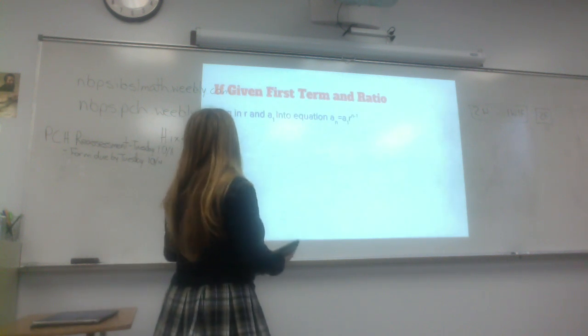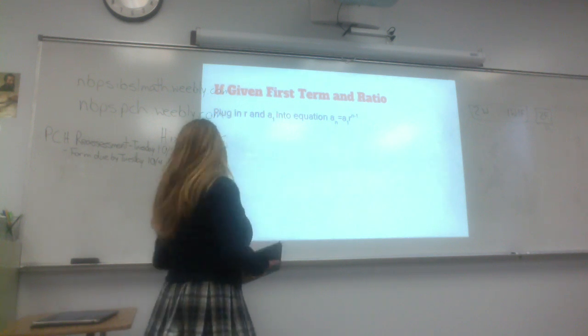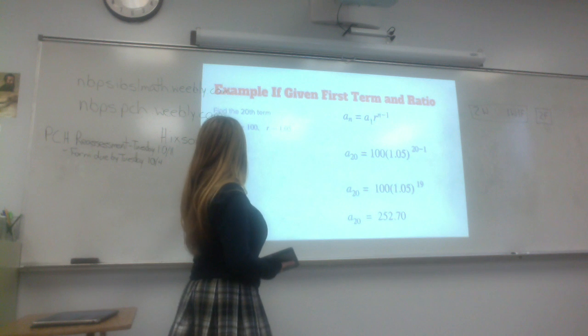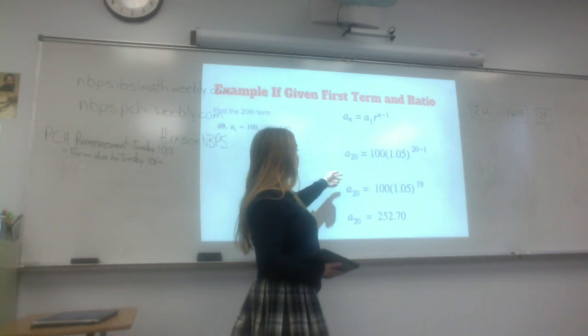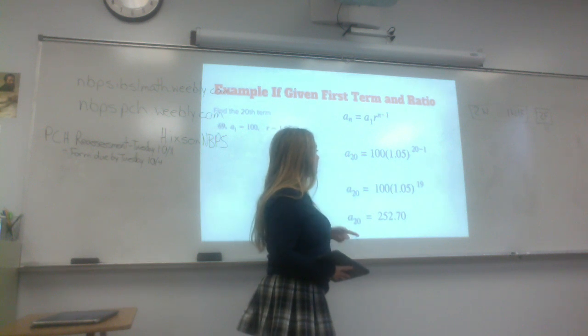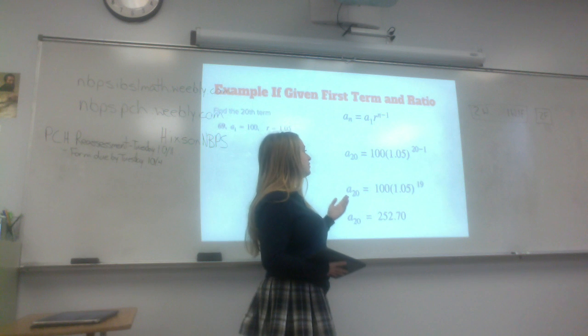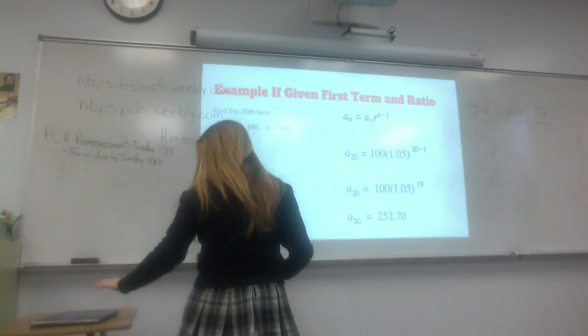Alright, so if you're given the first term and the ratio, you have to remember to plug r and a1 into the equation. For example, to find the 20th term, where a1 equals 100 and r equals 1.05, you just plug into the equation. You put 100 for a1, the ratio is 1.05, and you remember to subtract 1, so the exponent is 19, and you get the answer.